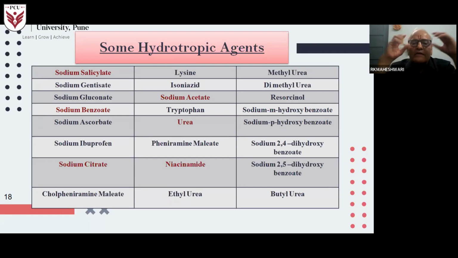of hydrotropic solubilization. When there is enhancement in aqueous solubility of a poorly water soluble drug in the presence of a large concentration of an agent, then we call this phenomenon the hydrotropic solubilization phenomenon. Again, I am repeating, when there is enhancement in aqueous solubility of a poorly water soluble drug in the presence of a large concentration of an agent, then we call this the hydrotropic solubilization phenomenon.